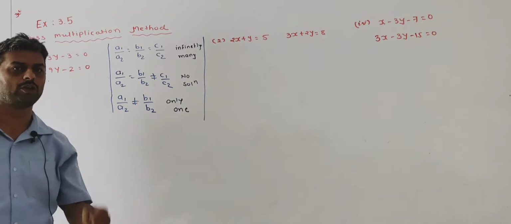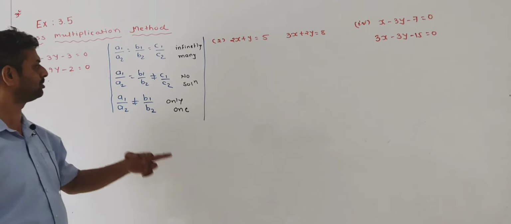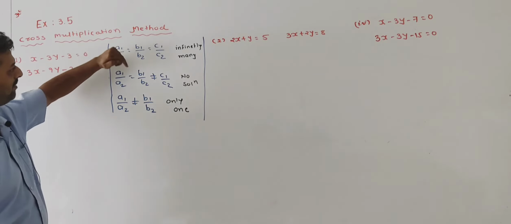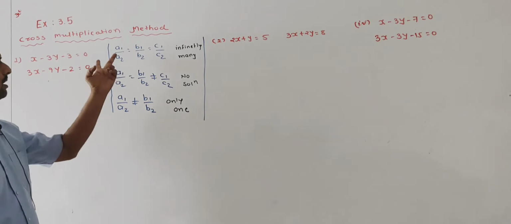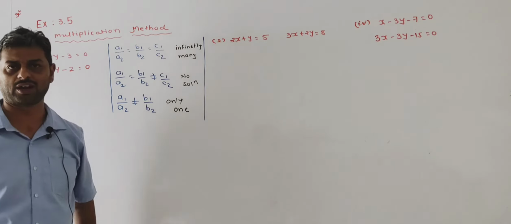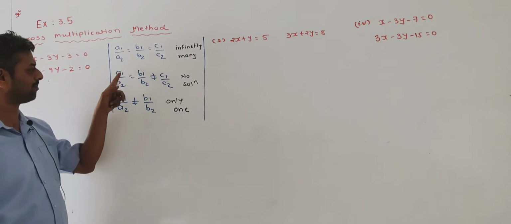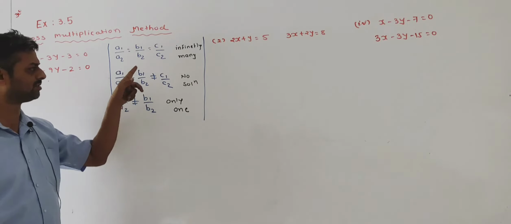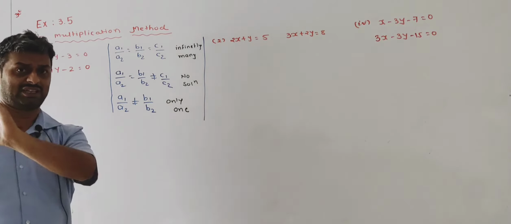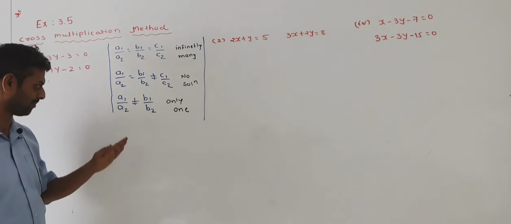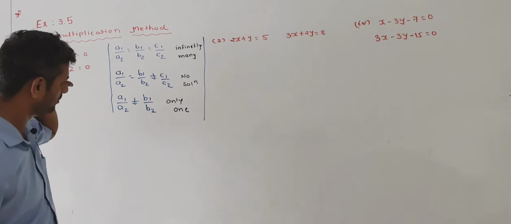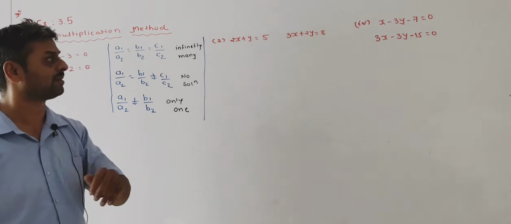But before getting a solution, we have to check a1 upon a2, b1 upon b2 and c1 upon c2. If they all are equal, then there are infinitely many solutions because coincident lines are there. If a1 upon a2 is equal to b1 upon b2 is not equal to c1 upon c2, then there is no solution. And if a1 upon a2 is not equal to b1 upon b2, then only one solution is there.